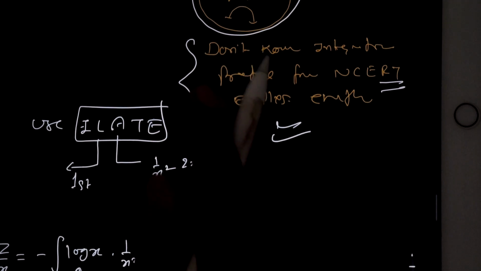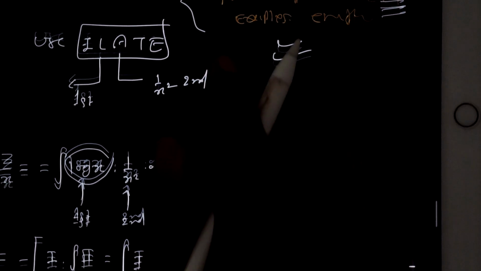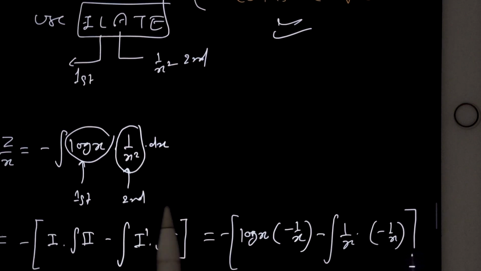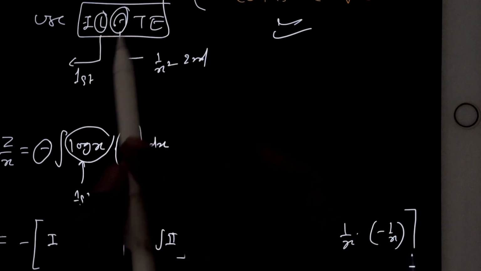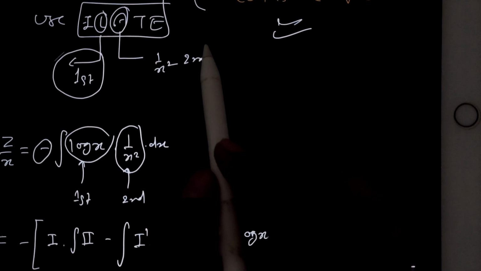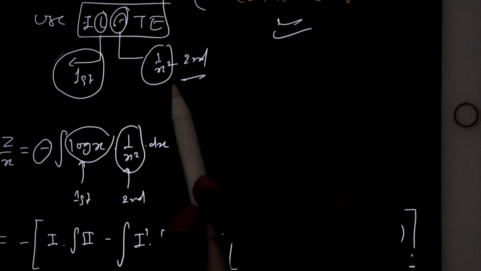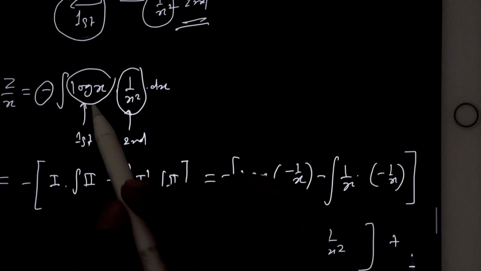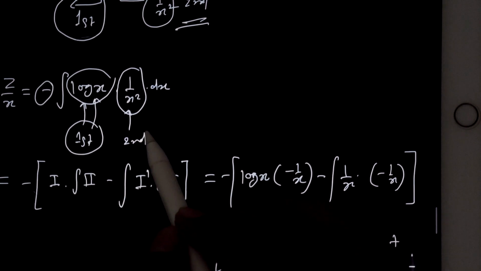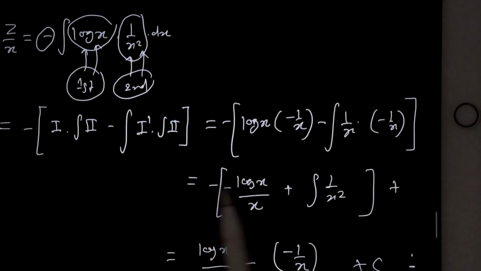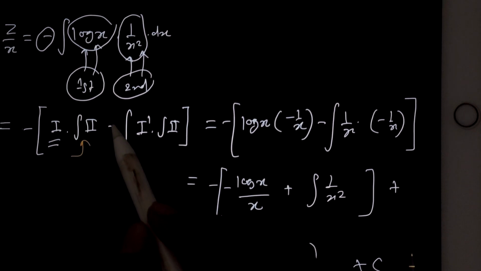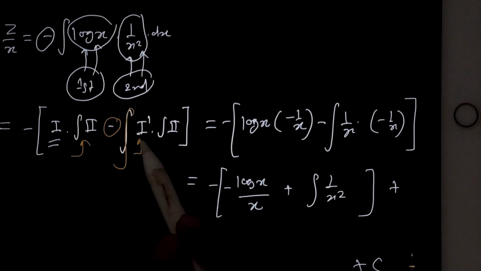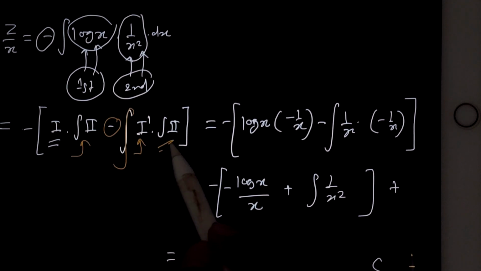So in our current question, log x and 1 by x square are coming, right? Minus sign I took out. So in ILATE, L comes first and then A comes. So log will become the first function, and 1 by x square, which is an algebraic function, will become the second function. So your first function is log x and second function is 1 by x square. So what is the formula? First function you leave as it is, second function you integrate, then minus sign, then bigger integration, first function you differentiate, second function you integrate.